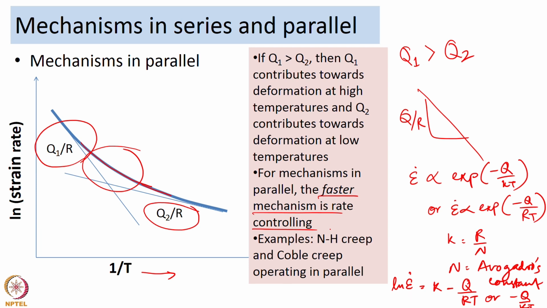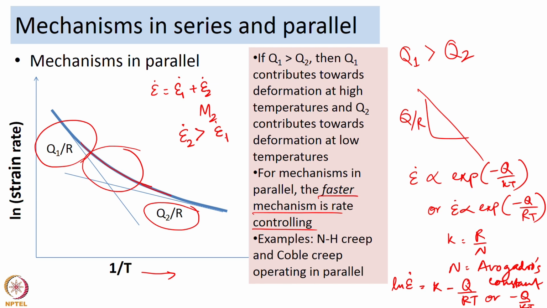So, that is because the total strain rate is an addition of the strain rates contributed by both the mechanisms. Whichever has a higher value, the faster mechanism, say epsilon 2 or mechanism 2, is the faster mechanism. If mechanism 2 is the faster mechanism, then strain rate 2 is going to be greater than strain rate 1. So, that means the overall strain rate is dependent on the contribution of mechanism 2. Since mechanism 2 has higher strain rate, you can say that mechanism 2 is the rate controlling mechanism in this case.